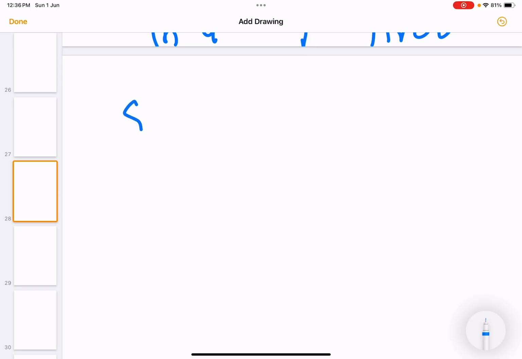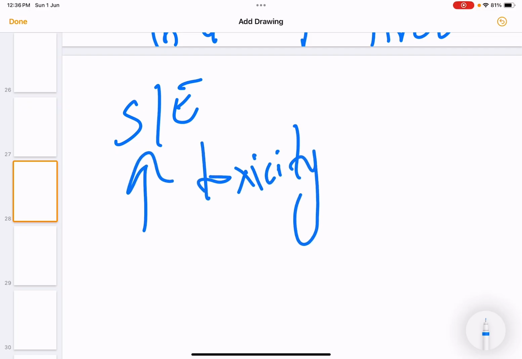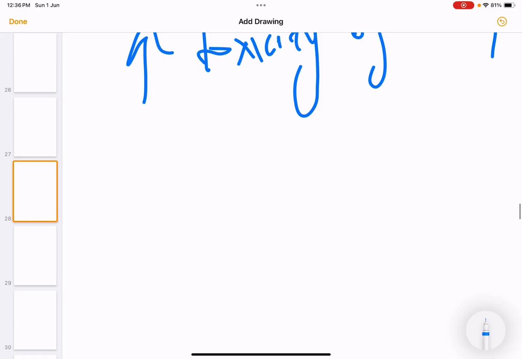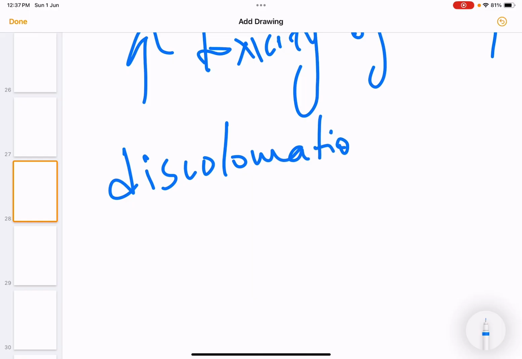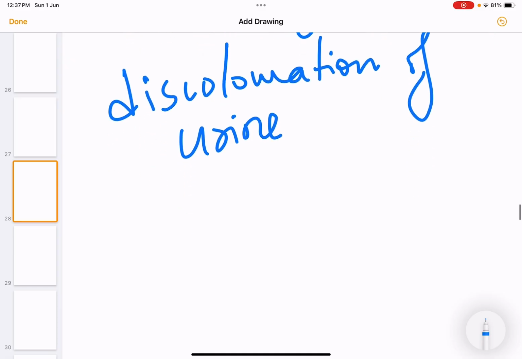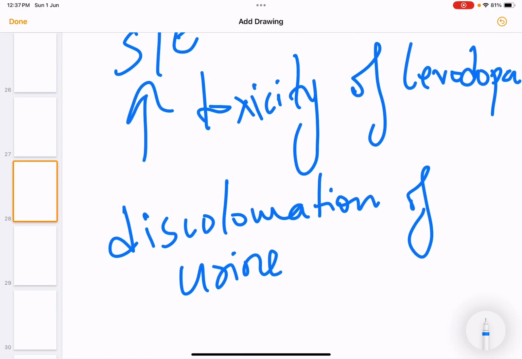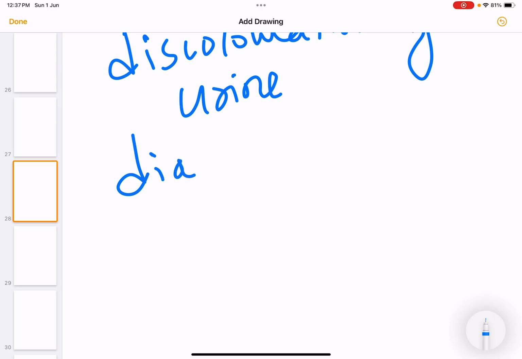So what are the side effects of COMT inhibitors? They increase the toxicity of levodopa, so there can be nausea, confusion, psychosis. How can we minimize this? We can reduce the dose of levodopa. There can also be discoloration of urine with COMT inhibitors due to a metabolite. That is usually not problematic; we just have to counsel the patient that it is due to the drug. You have to remember that tolcapone is hepatotoxic. There can also be severe diarrhea due to COMT inhibitors.